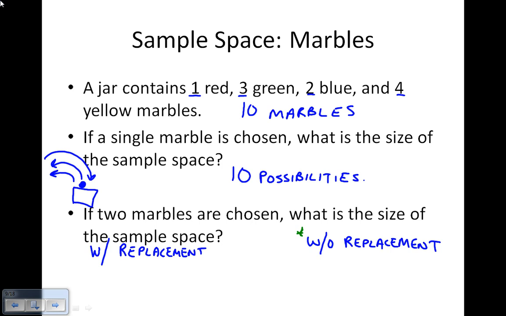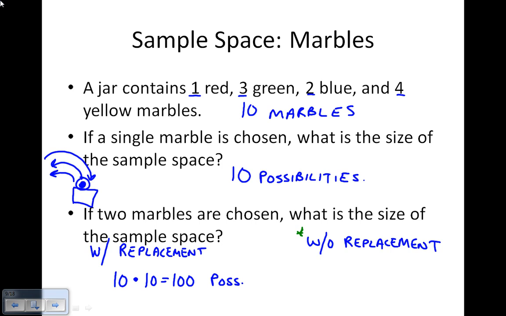So with replacement, my first time I pick a marble, there's still 10 marbles. So my first time there's 10 choices. I take it out, I look at it, I put it back in. Then, when I take my second marble out, there are still 10 marbles, because it's possible that I could still get this blue marble again, because I put it back inside. So with replacement, it's 10 times 10. That means that there are 100 possibilities. Okay? So there are 100 different possibilities of which 2 marbles I could take out.